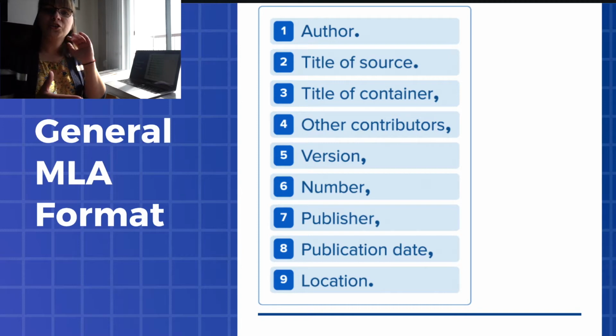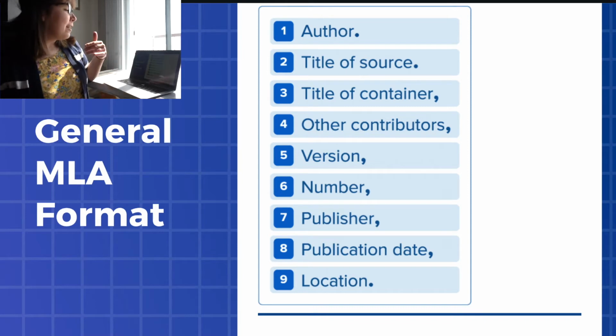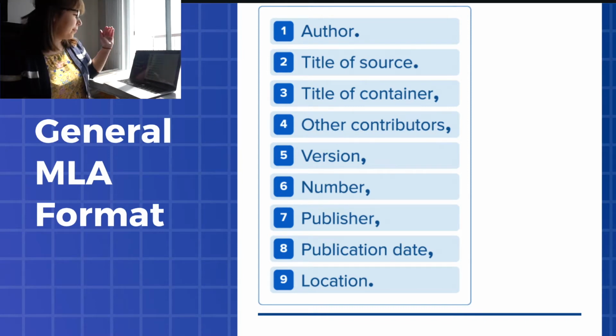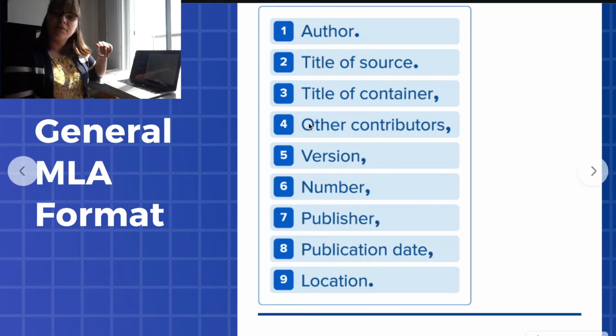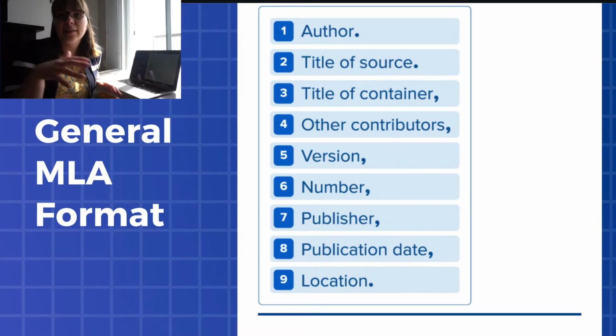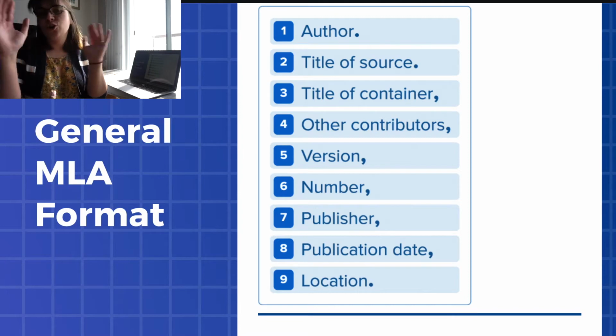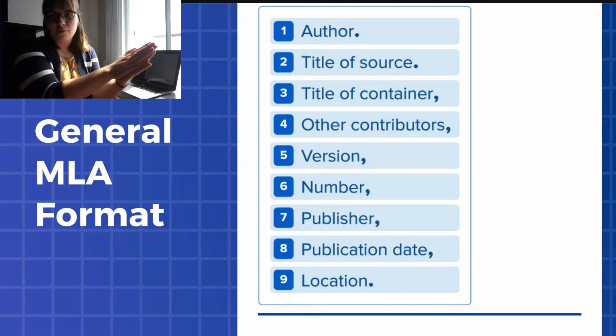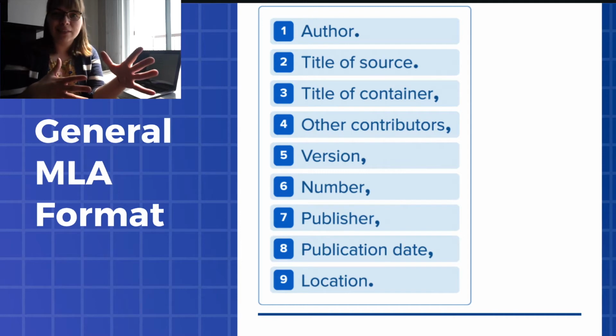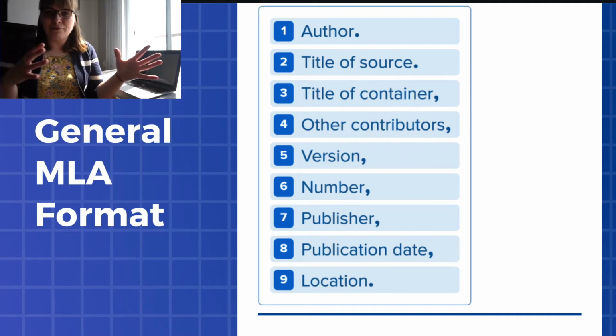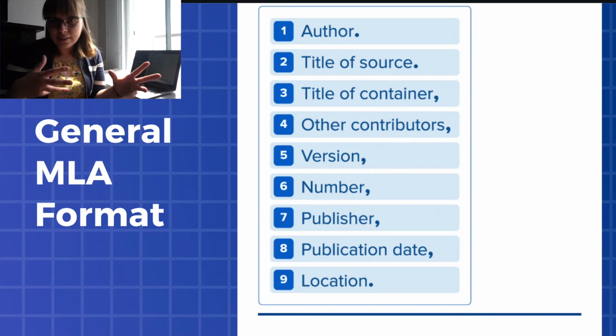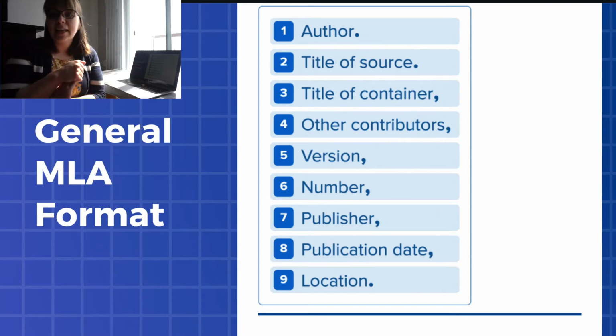Now, for general MLA format in the bibliography and the works cited page at the end, it follows this general format. So you have author, title of the source, title of container, other contributors, version number, publisher, publication date, and location. Now, depending on the type of source you're citing, this could look wildly different. So if you're citing a book versus a scholarly journal article versus a website, these different elements that you have to include in the citation are going to mean really different things. So I'm going to walk you through 4 different types of common citations that you'll be creating in MLA format.